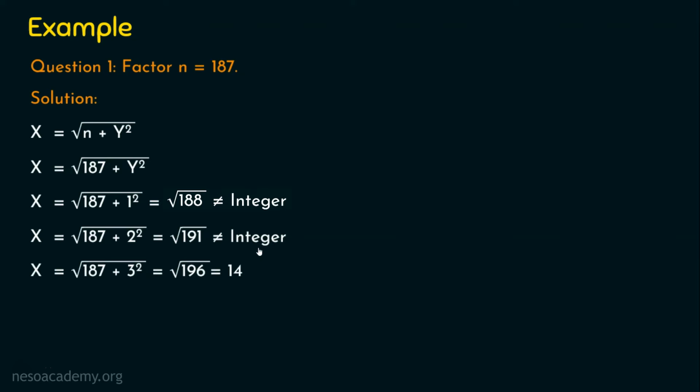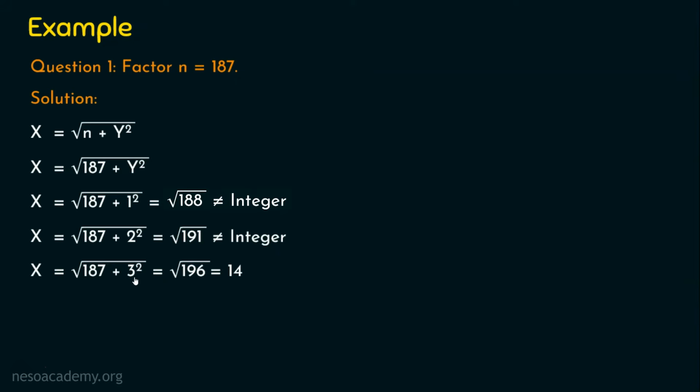Let's try 3. When we try 3, x is equal to square root of 187 plus 3 square, which is equal to square root of 196, which is equal to 14, which is a perfect integer. So we are going to stop at this stage. So we get x is equal to 14 and y is equal to 3. So we got two values, right? X is equal to 14 and y is equal to 3.